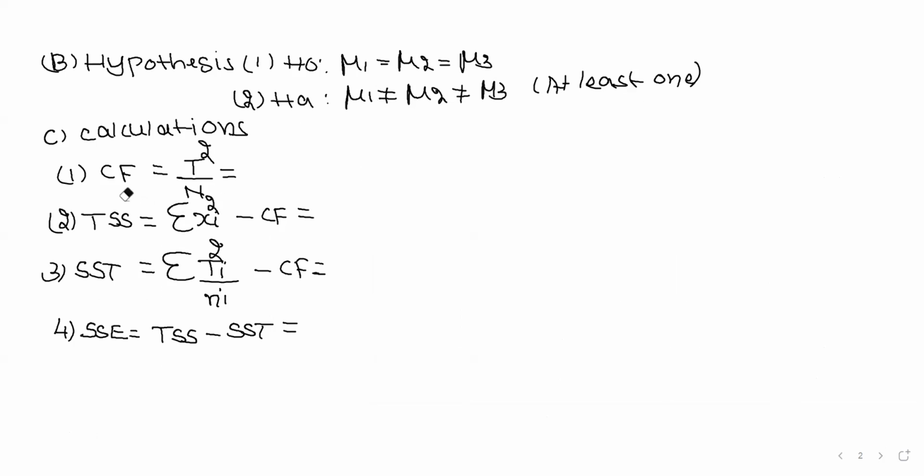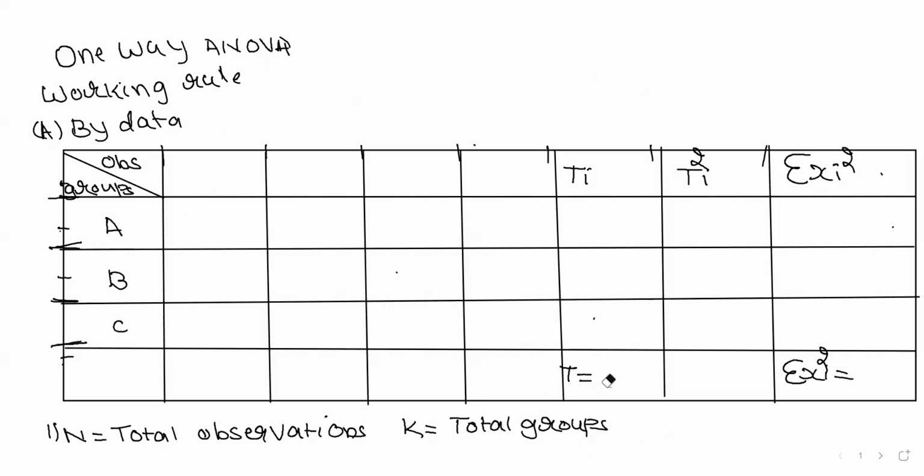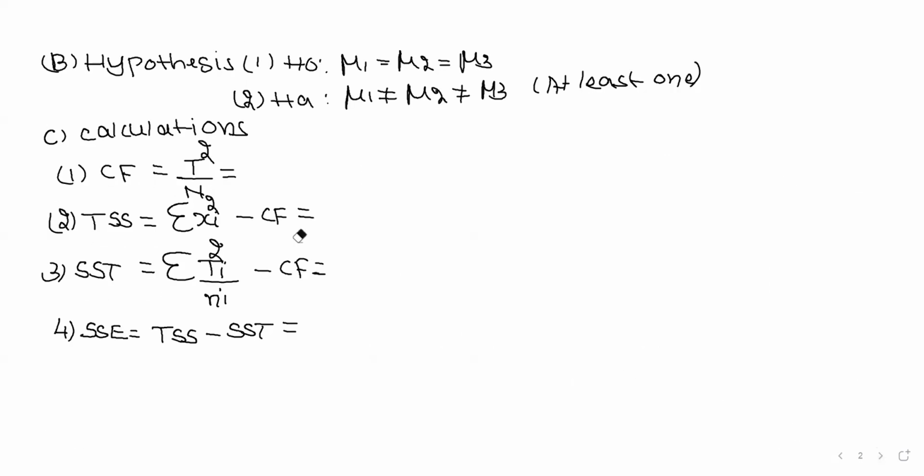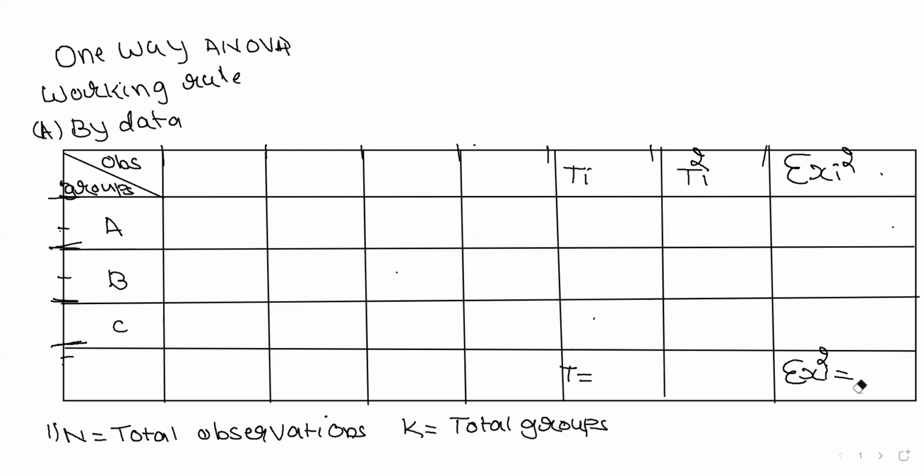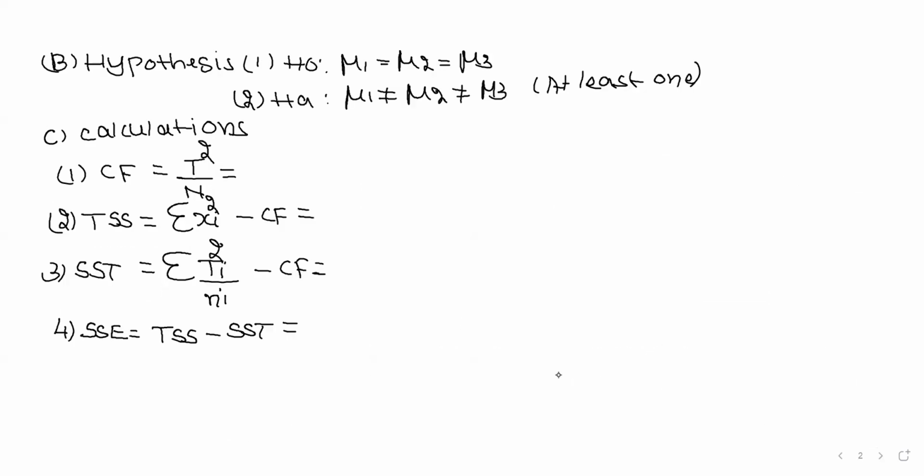Then CF, the correction factor, T square upon N. Look here, the T square value and N value are here. Now you can put it here: T square upon N, you write here. And TSS is the summation of xi square minus CF. Look here, the summation of xi square value is here. You take that value and keep it here, and the CF value we have already calculated here, minus CF.